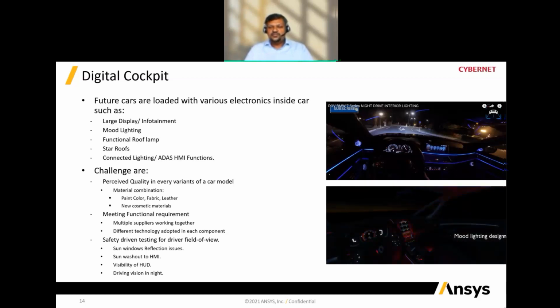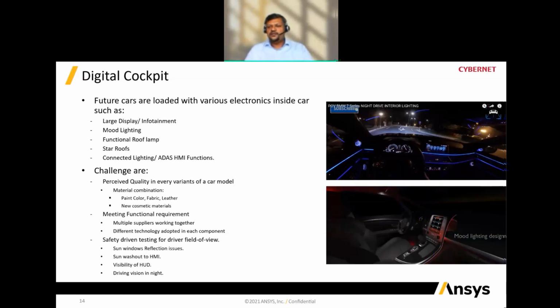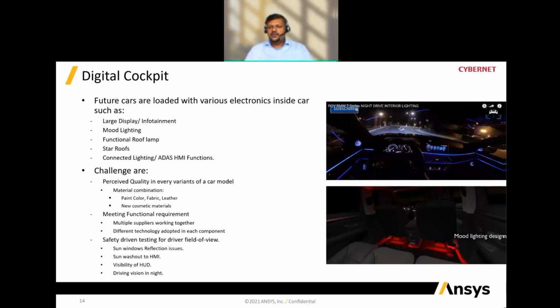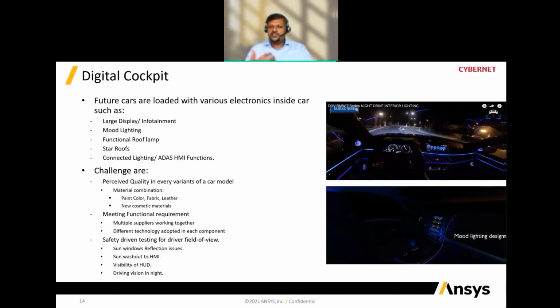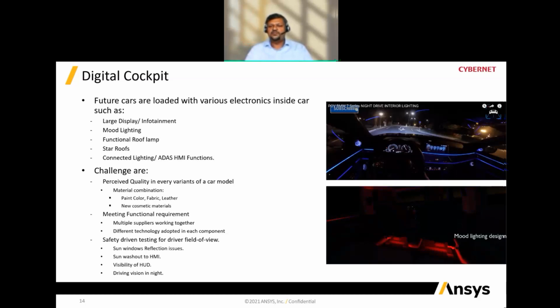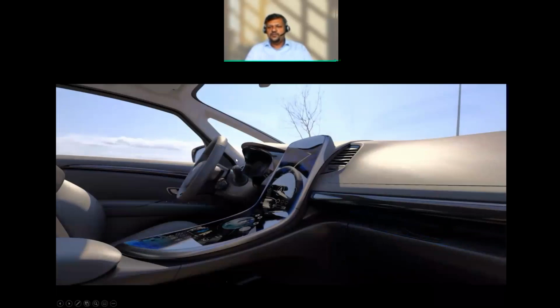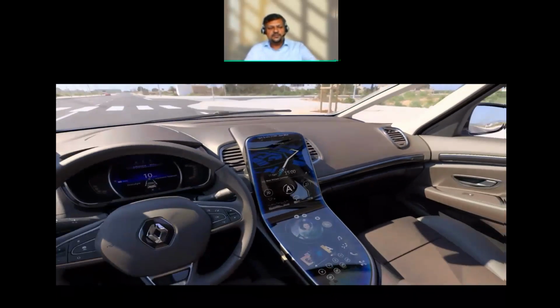So the challenge is to get the different suppliers well connected, and to produce a similar lighting experience irrespective of whether the lighting is in the door, the instrument panel, the seat or the roof. Each supplier should speak the same language and make a similar design. That's something where we can work it out. So let's take a look at a few examples.